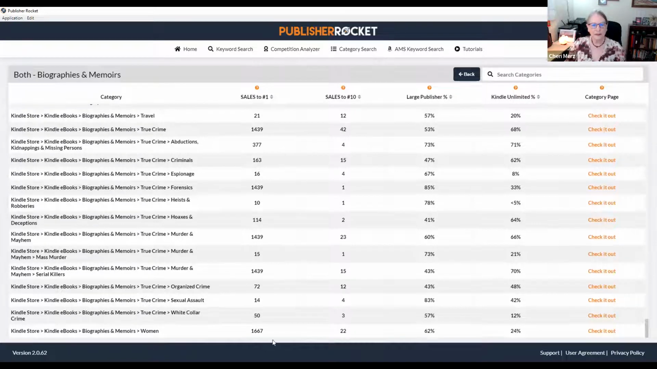Here it is. Sales to number 1, 1,667. That means all in one day. Sales to number 10, 22, all in one day. Now we've got different numbers here. So 62% large publishers, that's still a majority. 24% of books in this category are also in Kindle Unlimited. Still less competition in Kindle Unlimited than in the large publisher book category.